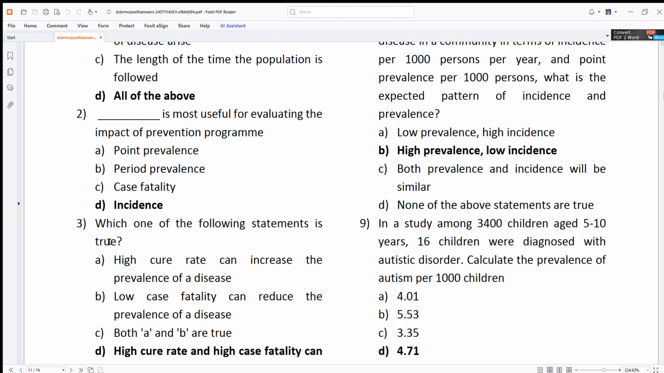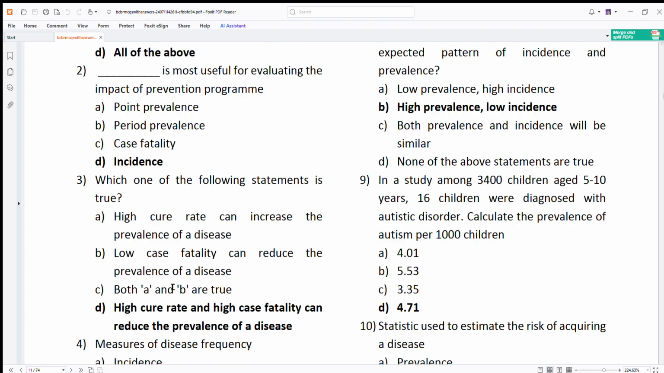Okay. Then, which one of the following statements is true? High cure rate can increase the prevalence of a disease. No. How can it increase? If it is curing, it will decrease the prevalence, obviously. Low case fatality can reduce the prevalence of a disease. No, this is also not, because we are seeing old and new cases.